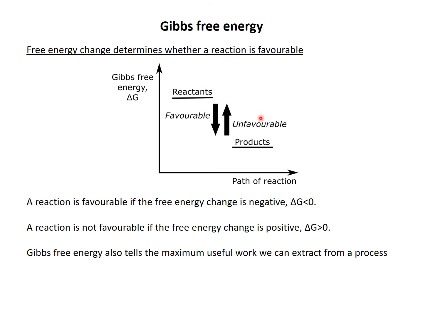So besides telling us whether a reaction is favorable, the Gibbs free energy also tells us the maximum useful energy we can extract from a reaction. For example, the delta G of ATP hydrolysis is 32 kilojoules per mole under standard conditions. So we can never extract more than this value.